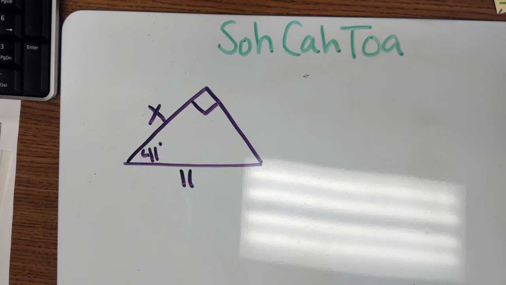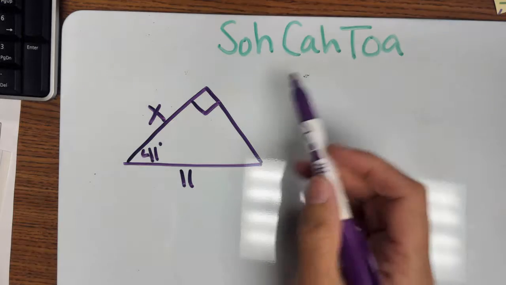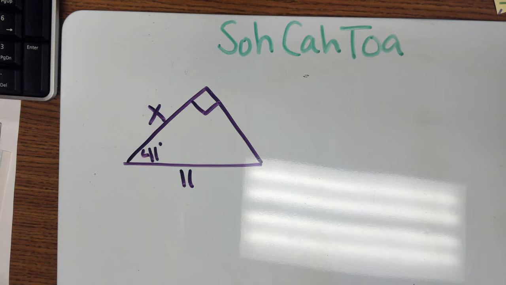Okay, so yesterday we learned all about the trig ratios, setting them up: sine, cosine, and tangent. Today we're going to actually use them to find missing sides. For this first one, they're all going to be set up the same way. You always have to figure out what two pieces you have.